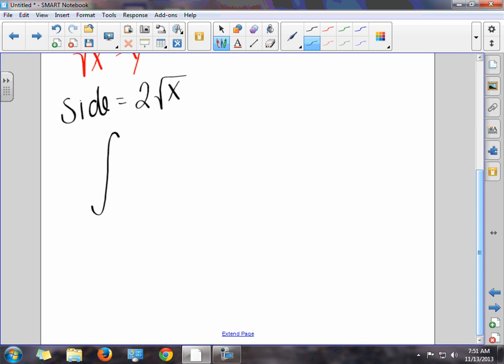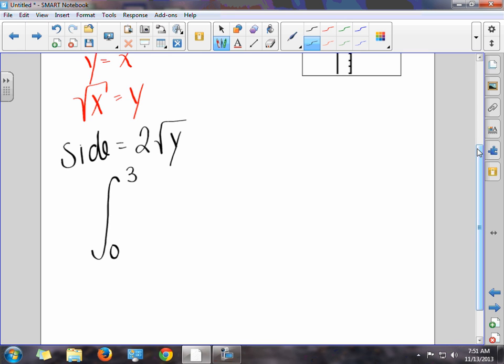So this is going to be the integral from 0 to 3, right? Oh, I just realized it's early. I need a function in terms of y, and I'm not quite sure why I thought that I could write it this way. I'm sure you guys are all laughing at me. Let's just say the square root of y is equal to x. That makes a lot more sense.